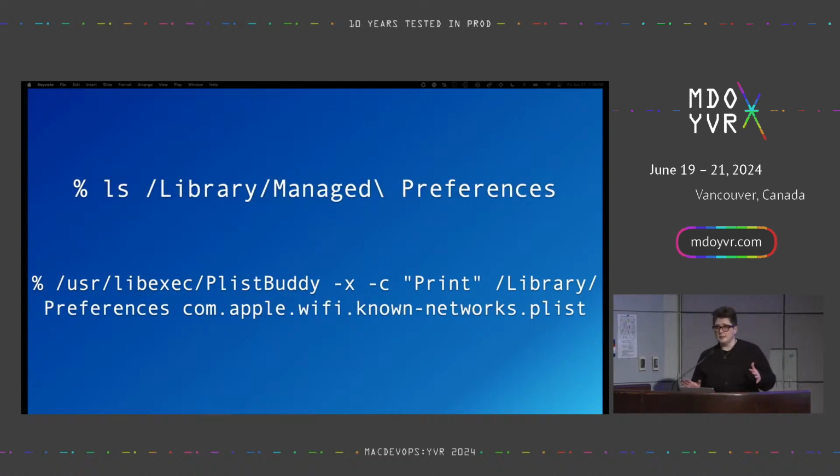And just to be really precise, not every setting lands in Library Managed Preferences. Some end up in Library Preferences, like the second example here, Managed Wi-Fi Networks, which end up represented in the Library Preferences com.apple.wifi.known-networks.plist, but ultimately, it's still a text file that can be examined locally.